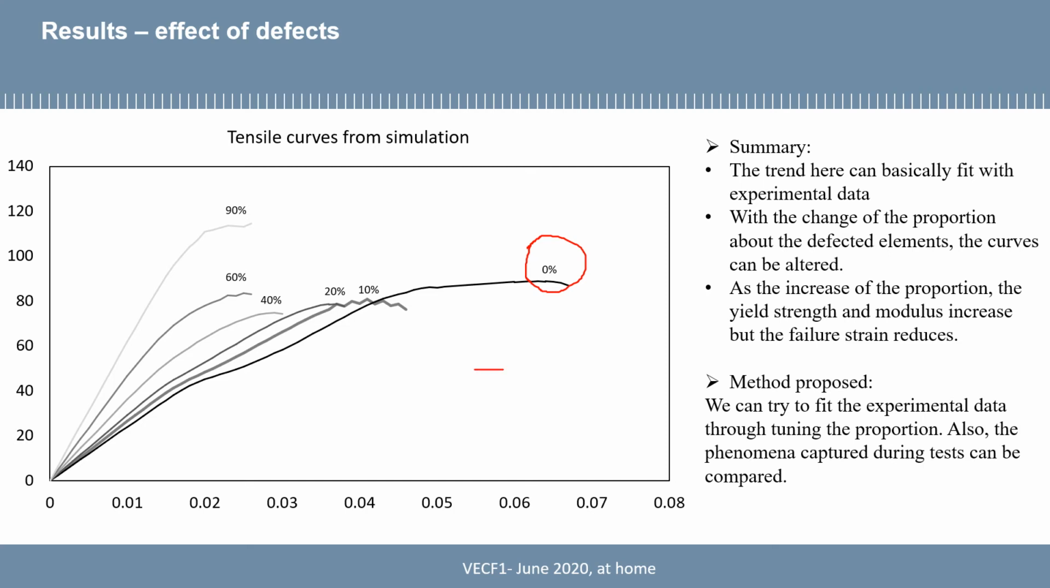This can give us some signs that if we change the proportion of the defective cohesive elements and let the results fit the curves of the experiments, maybe we can also capture some phenomena during the tests and compare them with the numerical results. So we did something like that.